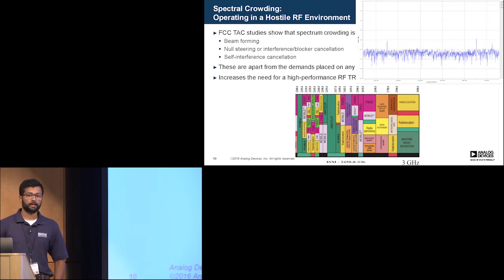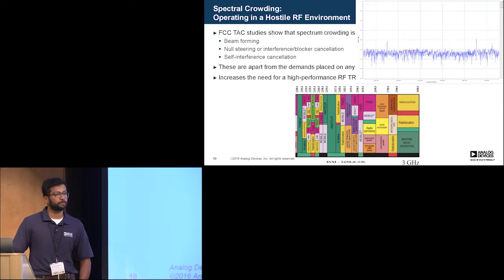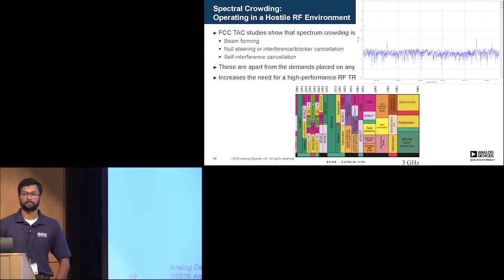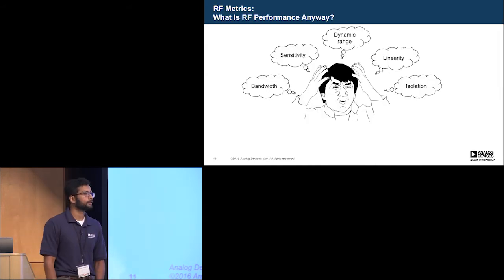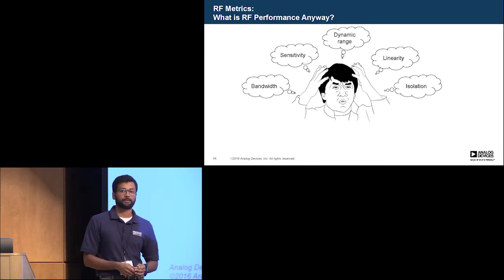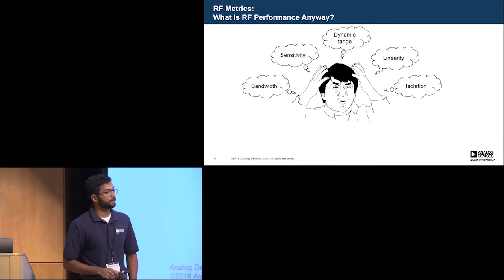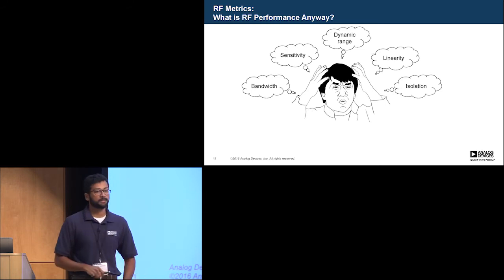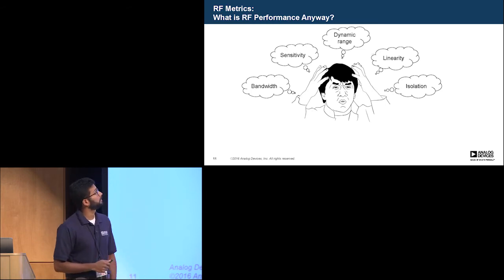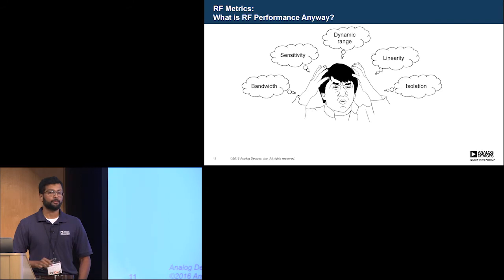But they don't take away anything from an RF front end either, because you still need the kind of performance that you expect from a really great RF transceiver, on top of all the added overheads in terms of processing and latency. All right? So what am I talking about in terms of RF metrics anyway? Mostly dynamic range, linearity, isolation, bandwidth, sensitivity. Bandwidth here could mean data rates as well, just to name a few.